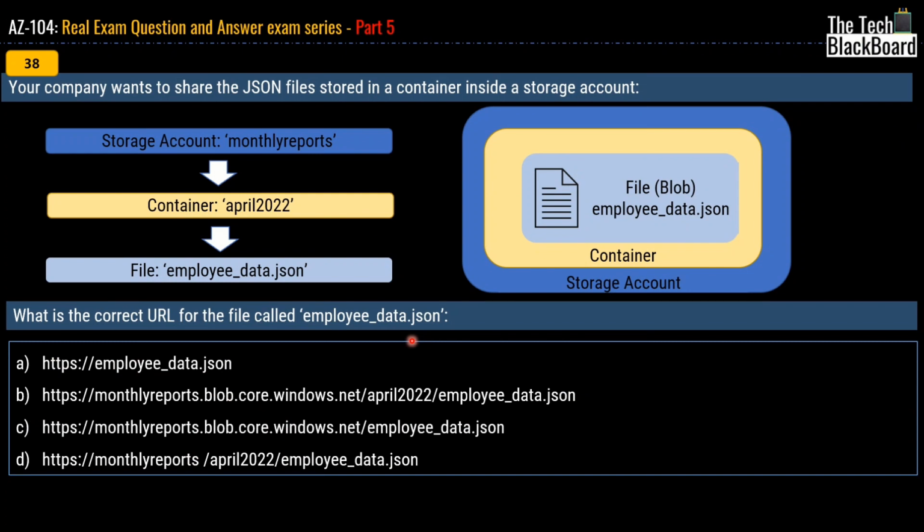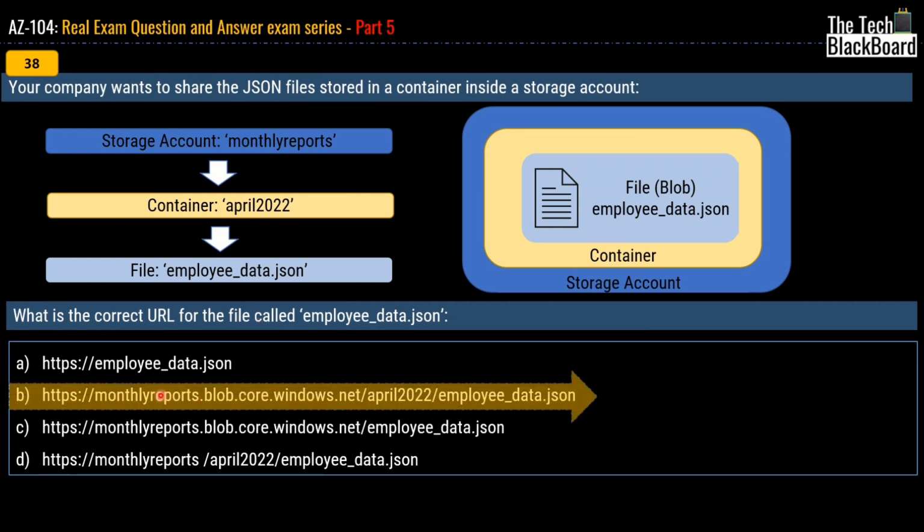Coming back to our presentation, now we know that in the URL we should first have the storage account, followed by the container name, and then comes the file name. Keeping this hierarchy in mind, the correct answer for this question is option B. Here you can see we have first the name of our storage account, which is monthly reports, followed by blob.core.windows.net, as we saw in the Microsoft documentation as well. Then we have /April 2022, which is our container, followed by our file name, employeedata.json. That's the reason for choosing B as the correct option.